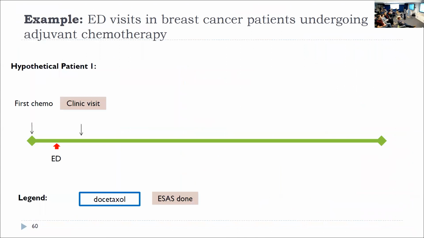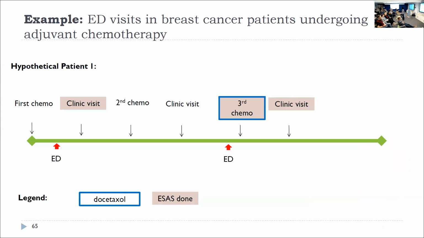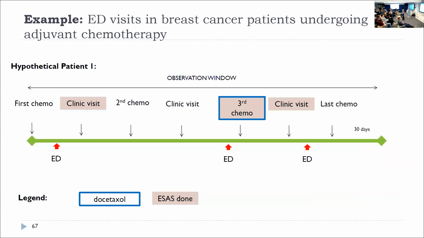Okay, so that's the outcome. And then they have a clinic visit, and at that clinic visit, it's gray, so ESAS was done during that clinic visit. Then they have the second round of chemo. They have another clinic visit where there was no ESAS done and no docetaxel was received. They have another ED visit now. They have third chemo, and during that visit, ESAS was done and they did receive docetaxel. They had another clinic visit where ESAS was done, and they had another ED visit here. Okay? So that's our observation window because it ends 30 days after last chemo.